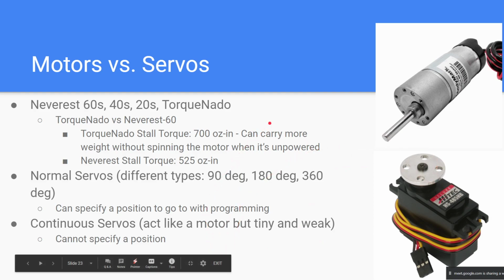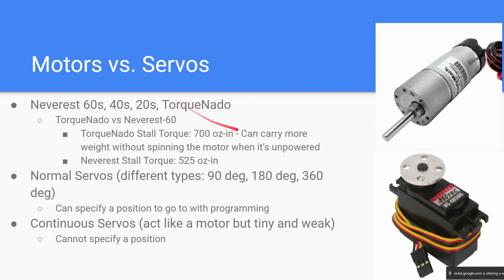However, with motors, you can technically specify how much it rotates, but that uses encoders, and that's a programming thing. The programmers might talk about that after my presentation, so just so you know, encoders are important. But yeah, motors versus servos, that's all you need to know.